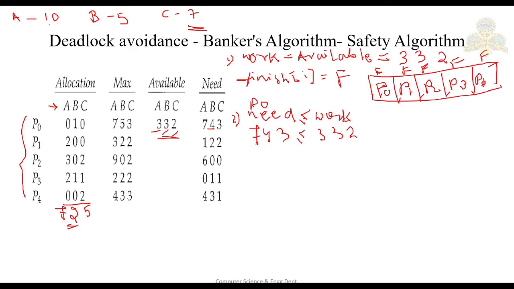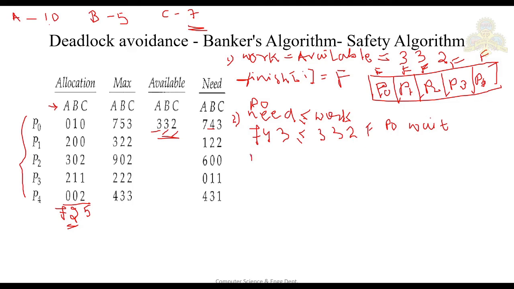Directly don't check, you check one by one. 7 is less than or equal to 3, 4 is less than or equal to 3, again 3 less than or equal to 2. Okay, now this condition is false, right? None of these are less than or equal to this number, so this is false. That means your process P naught cannot be executed and it has to wait. Why? Because it needs 743 resources but we only have 3, 3 and 2. It cannot be executed, so P0 has to wait.